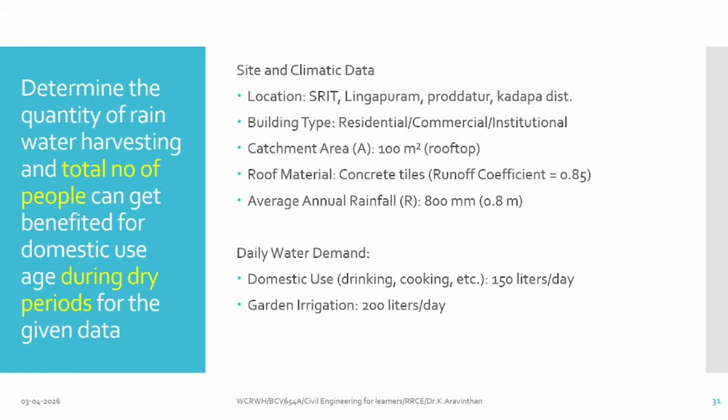In the same way, for gardening and irrigation, you need 200 liters per day. This is also per person. Now, if you add the total demand, this will be 350 liters per day. It is required. So, let us calculate for how many days this rainwater harvesting can be used.